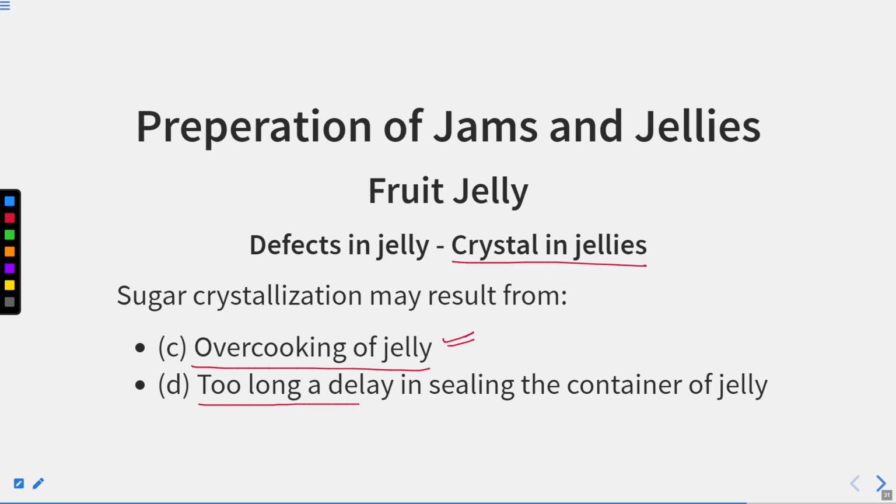And too long a delay in sealing the container of jelly. So when we put the jelly in a container and we take a long time to seal that, that also results in the formation of crystals in jelly, right? So if the amount of acid is less, if the amount of sugar is more, if there is overcooking or you delay in sealing the container of jelly, then there is a formation of crystals, and this shows that the quality of the jellies is degraded.